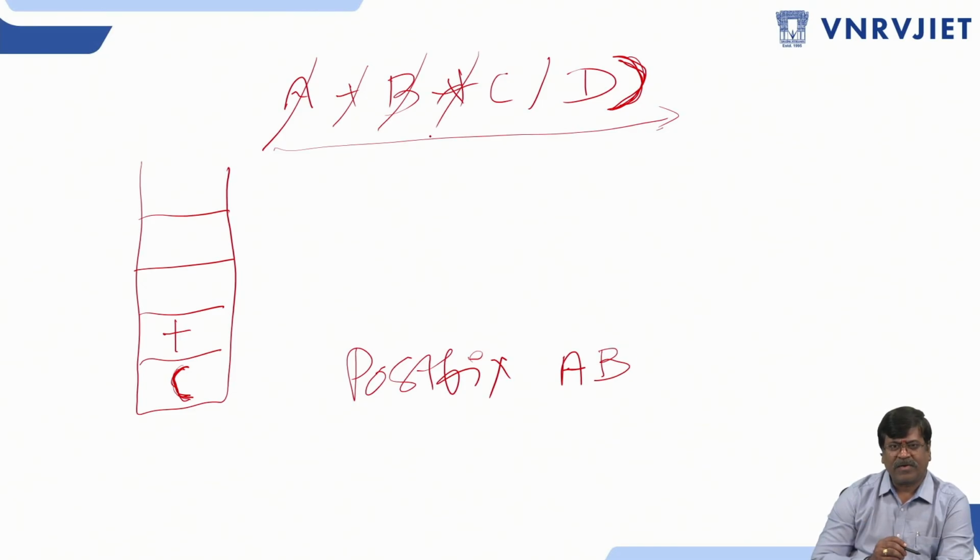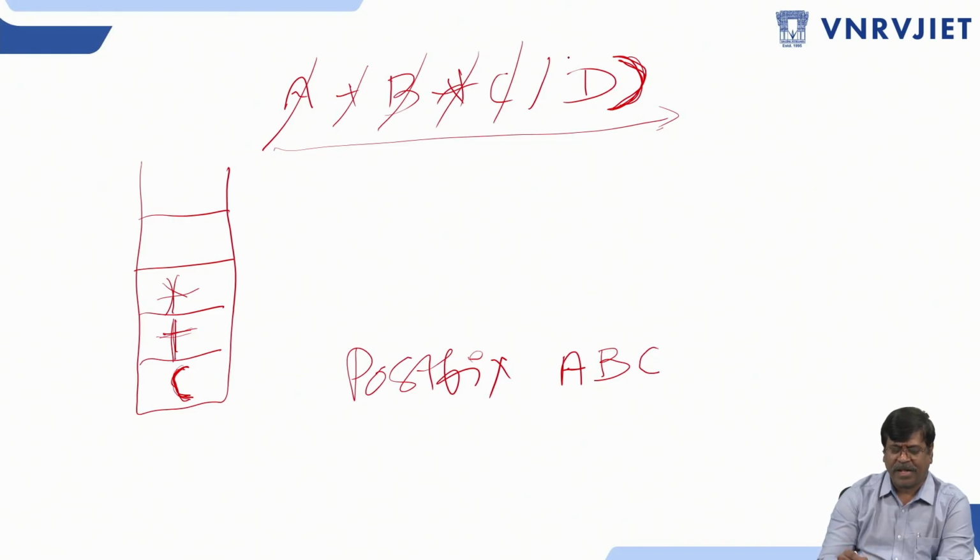Now I encountered multiplication. What is the precedence of multiplication? It is higher than plus. So I am able to place that operator onto the stack. Yes, you can push that one. Next C. C is an operand. Simply you can send it to the postfix expression.